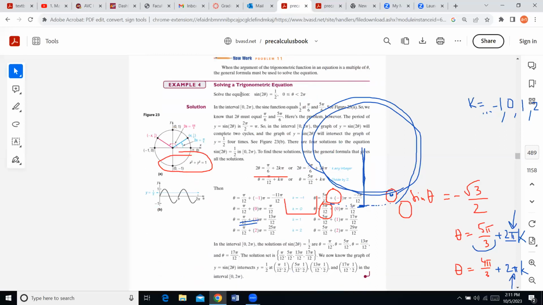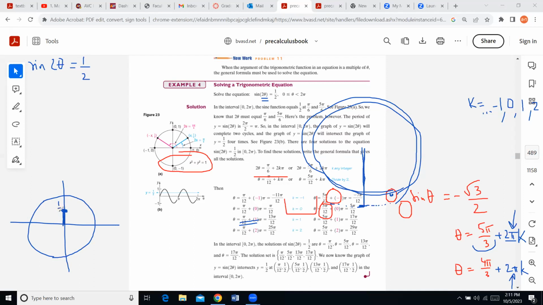So the issue appears because we don't have a clean sine of theta, but a sine of 2 times theta. And why is this going to be an issue? Well, let's take a look at the solutions. So we already know that if we have a sine of an angle equal to 1/2, then sine is somewhere here, a point on the y-axis, which is equal to 1/2.